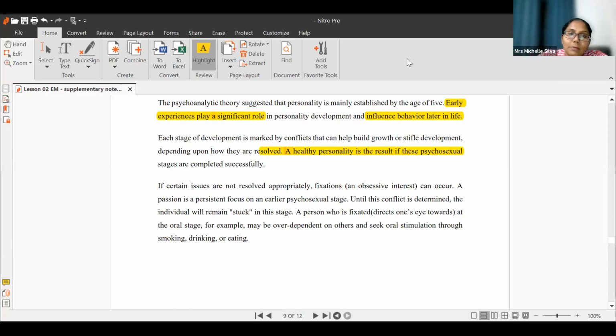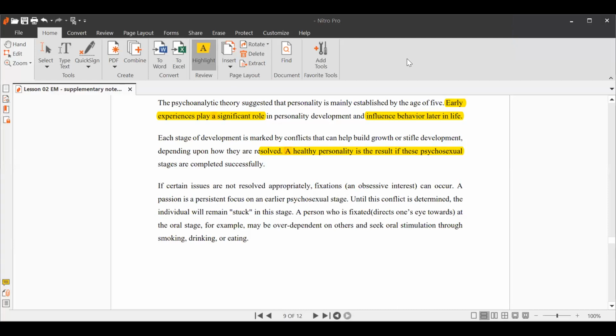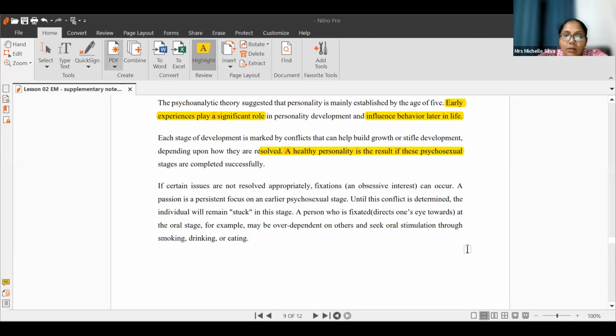Then what will happen? Look at this. A fixation is a persistent focus on an earlier psychosexual stage. Until this conflict is resolved, the individual will remain stuck in that stage. So we should not let them get stuck in the different stages.